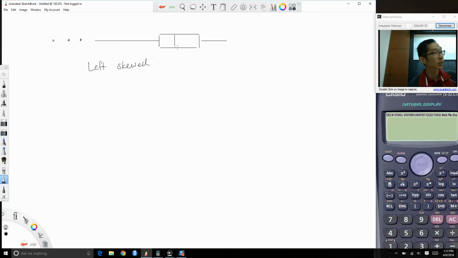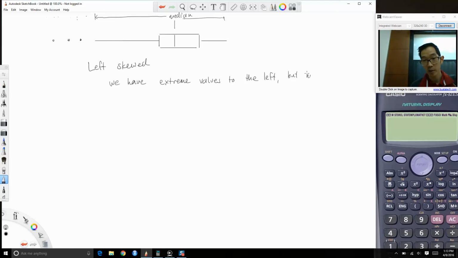Okay, because we can look at basically where the median is. This is the median, and we can see how far our data points go. We have extreme values to the left, but in the opposite direction, it doesn't go that far, right? So left skewed, we have extreme values to the left, but not the right. So that would give us an indication of left skew, okay?